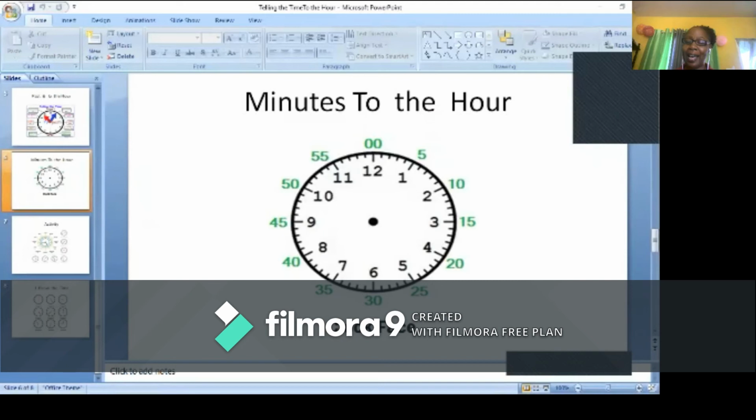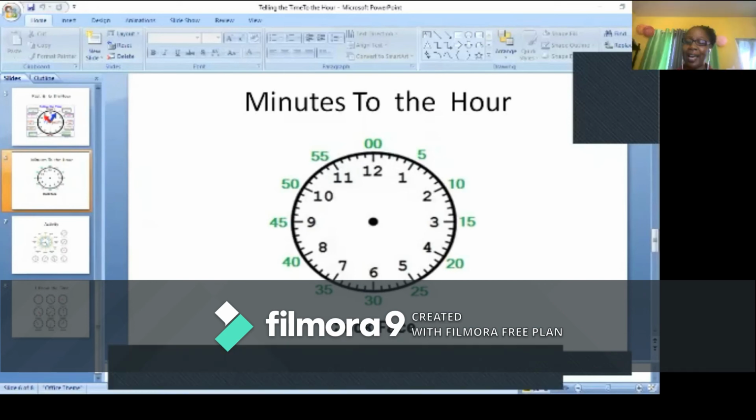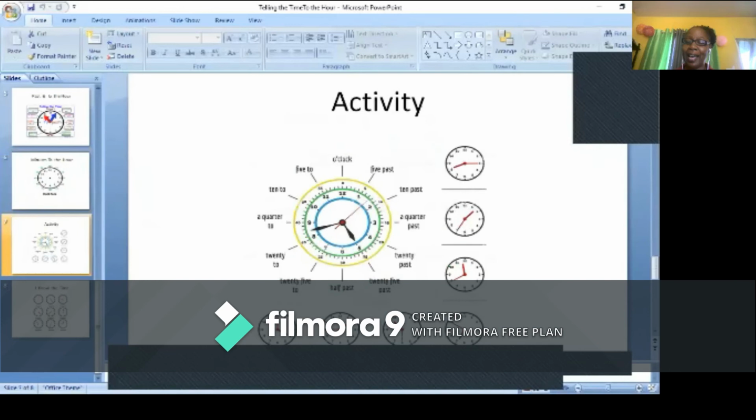Now put that long hand on the 12. When the long hand goes on the 12, what is the new hour? 2 o'clock. It is now saying 2 o'clock. Excellent. So we are going to do these activities now that you understand what we are about.